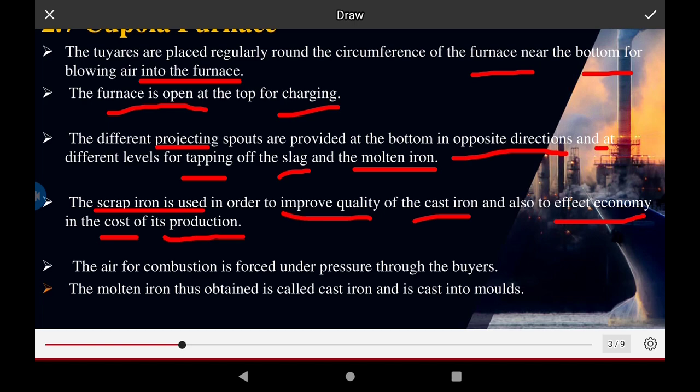The air for combustion is forced under pressure through the blower. The molten iron thus obtained is called cast iron and is cast into molds.